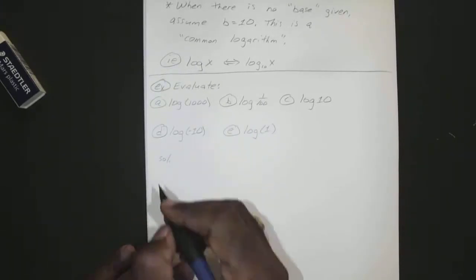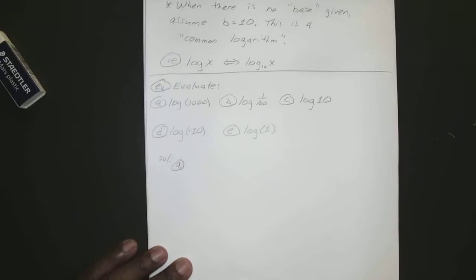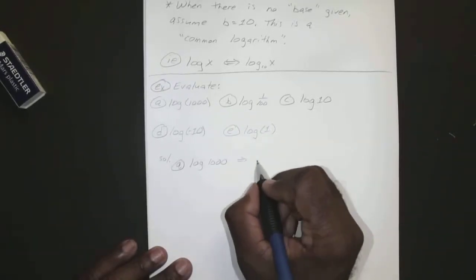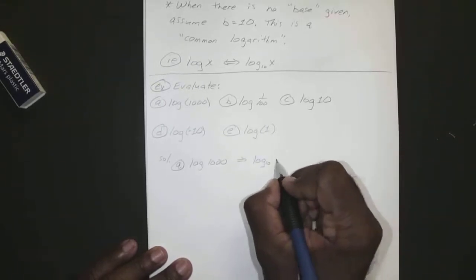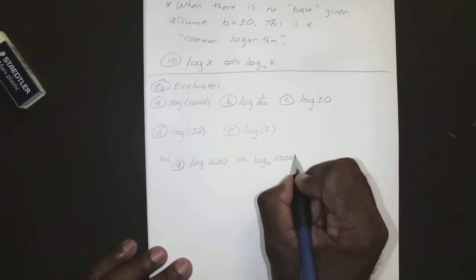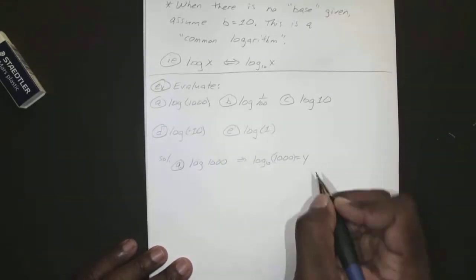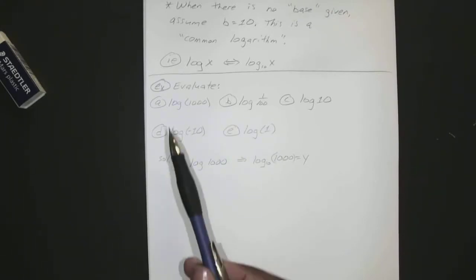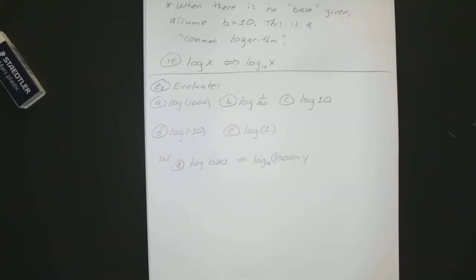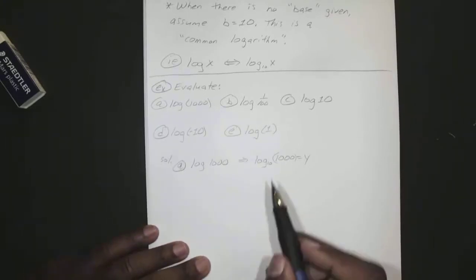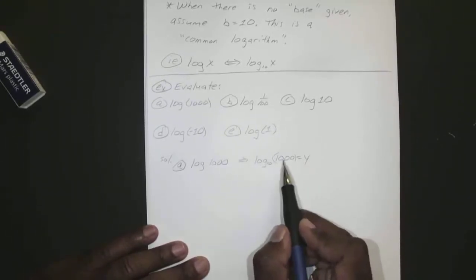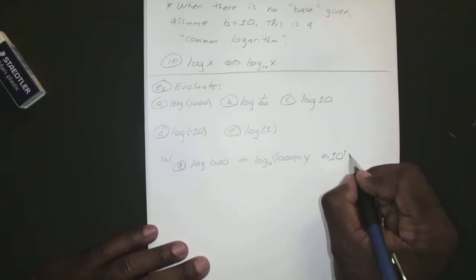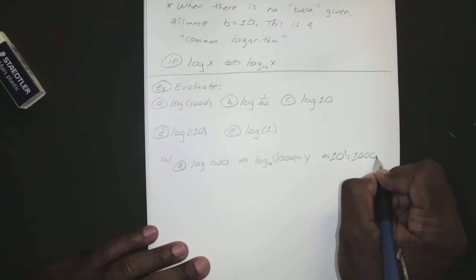Okay, so for A, we just know that log of 1,000 is the same as log base 10 of 1,000, which will make equal y. Okay, remember, whenever they don't have an equal, just make it equal to y. So that means your base to the power of y equals 1,000. So 10 to the power of y equals 1,000.